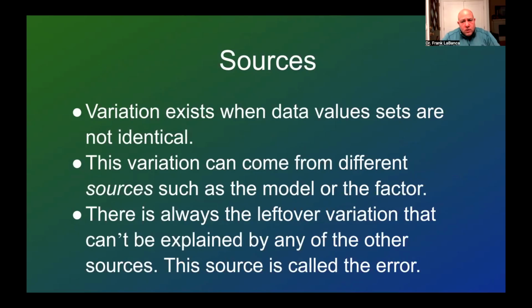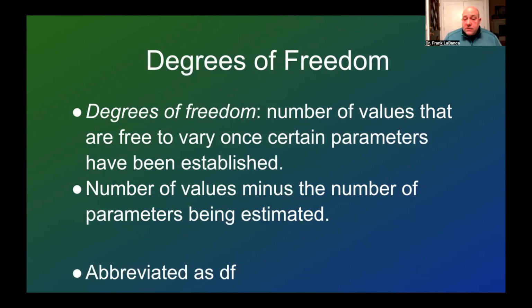So where does the source come from? The variation exists when data sets are not identical, which is like real life. Things are not the same. And it could come from different sources. And there's always leftover variation that can't be explained, and that's called the error. Again, we're going to have degrees of freedom, which are the number of values that are free to vary once parameters are established. If we think of a grid of levels, it helps explain the number of parameters. We abbreviate that as DF. You're going to see that on the table too.